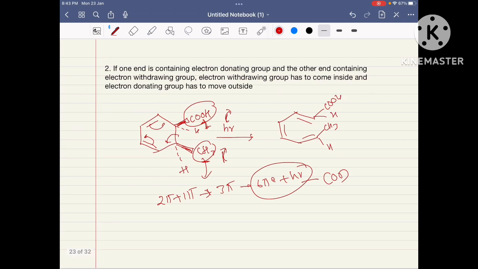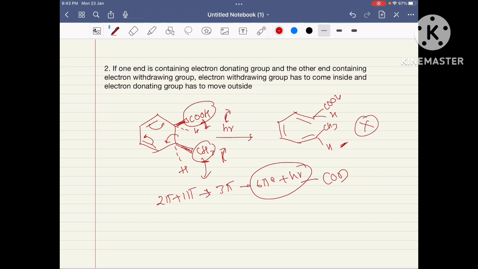But this is according to the selection rule. This is according to the selection rule, but this is wrong. I told you the selection rule is silenced here. What does the condition say? The electron withdrawing group should come inside and the electron donating group has to go outside. So the product for this one is H. This is the product.